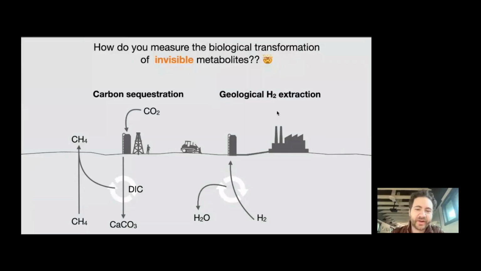This is also true of geological hydrogen extraction, where hydrogen coming from the subsurface can be captured and turned into energy, but microorganisms can intercept some of this hydrogen and turn it into water by oxidizing it. Similarly, this is an invisible process because we can't measure the water that is produced from hydrogen oxidation. So there's an open question of how much of what makes it to the surface is representative of the true production rates in the subsurface.